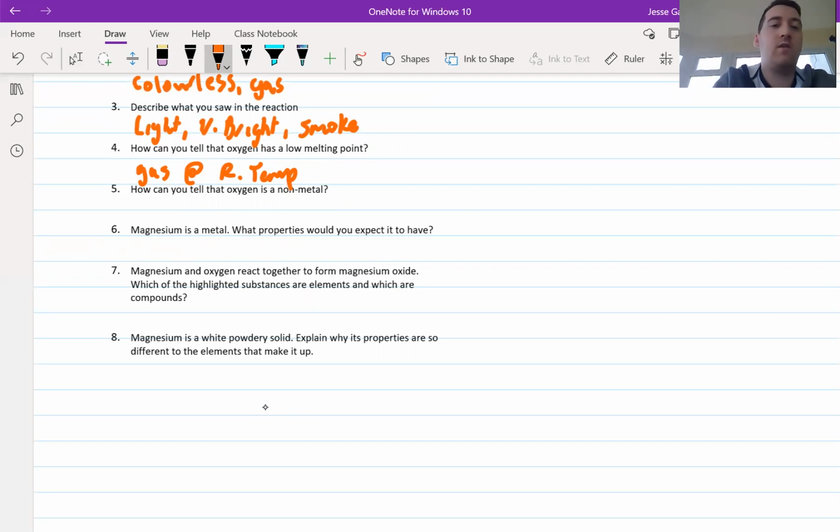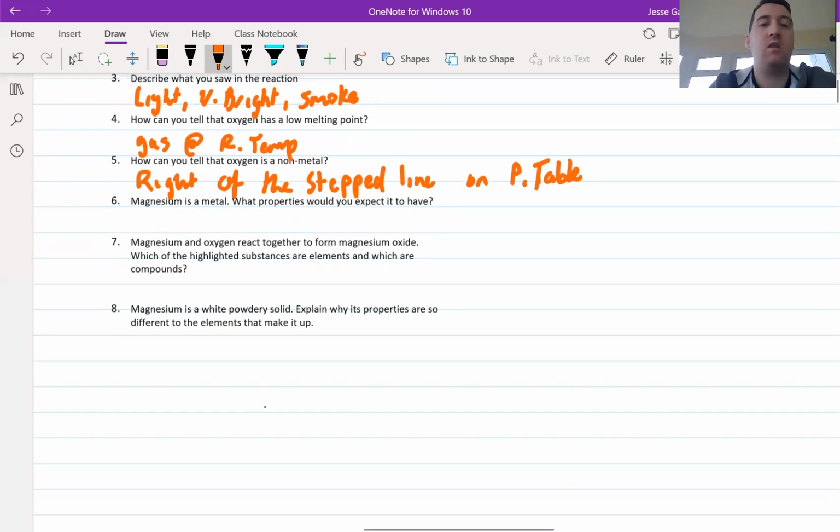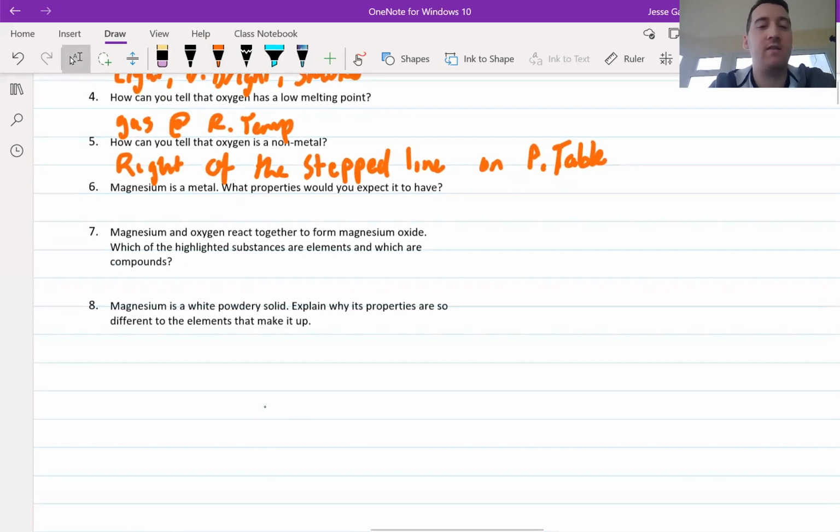Okay, so it's on the right of the step line on the periodic table. I suppose you could also tell because the properties it has are of a non-metal: it's a gas, it has low melting and boiling points, it's not malleable, it doesn't have the properties of a metal. But it's better to say this: it's on the right of the step line in the periodic table.